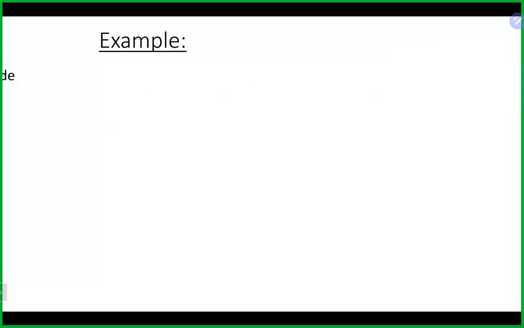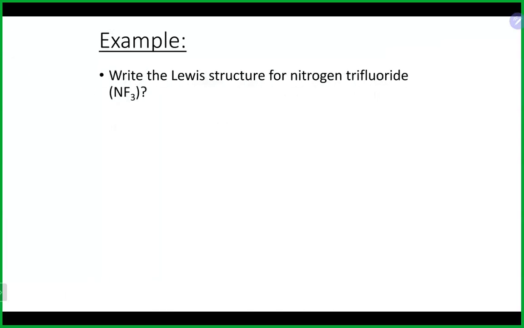That's a lot of words. Let's see how it all works, right? So NF3. So we're going to draw this here. So nitrogen is group 5, which means it has 5 valence electrons. There are 3 fluorines.